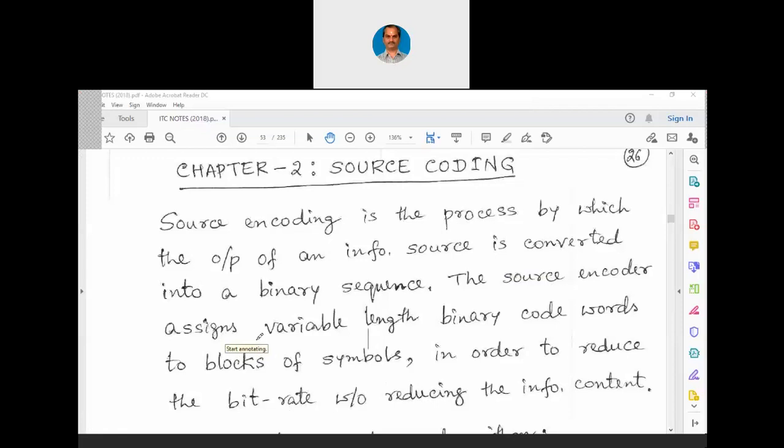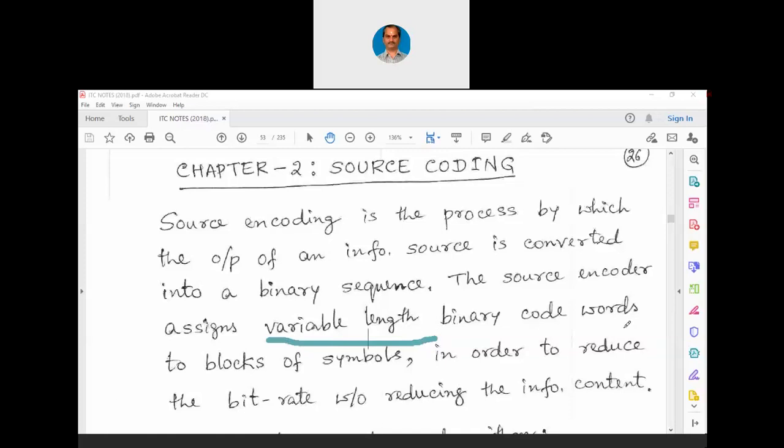Please understand, the source encoder assigns variable length binary code words to blocks of symbols. Why? As I have been discussing earlier, when the symbols are statistically dependent, whichever is occurring frequently can have a lesser number of bits, and whichever is occurring rarely can have a larger number of bits. Otherwise, if we have to have a fixed length of bits for all the characters, then we are unnecessarily wasting the resources. So the source encoder is going to assign variable length binary code words.